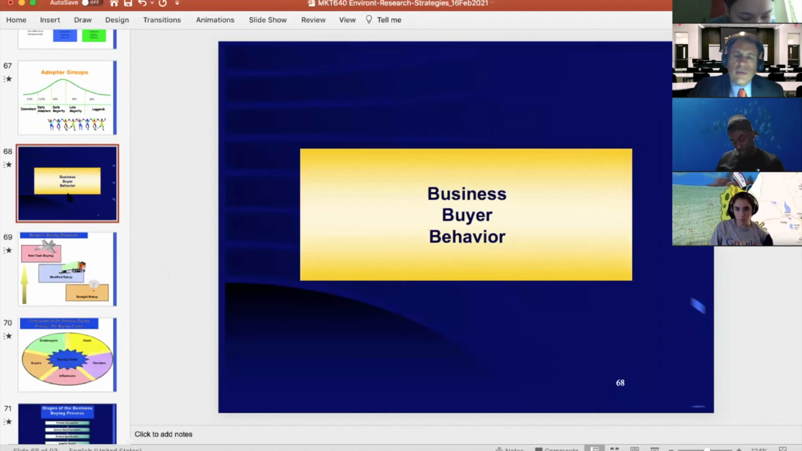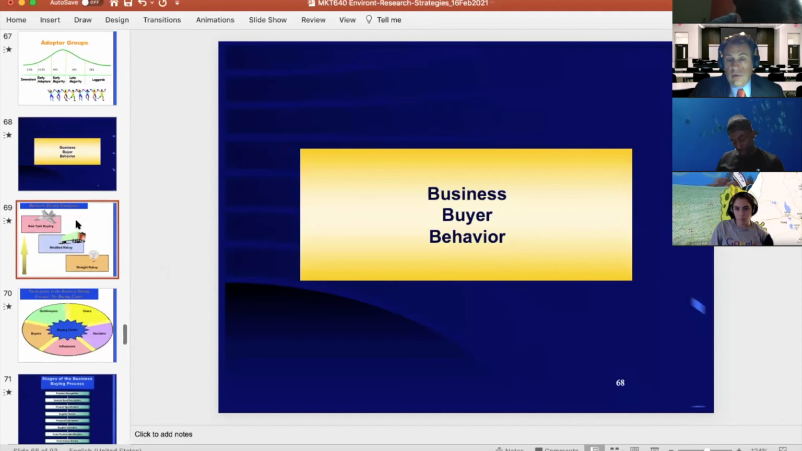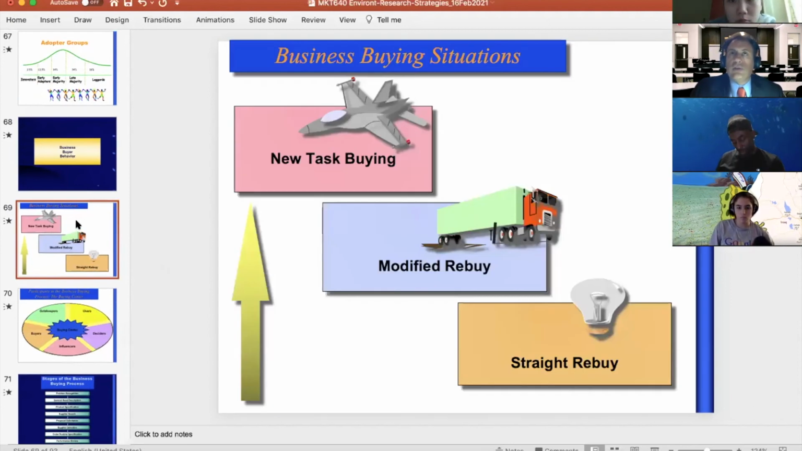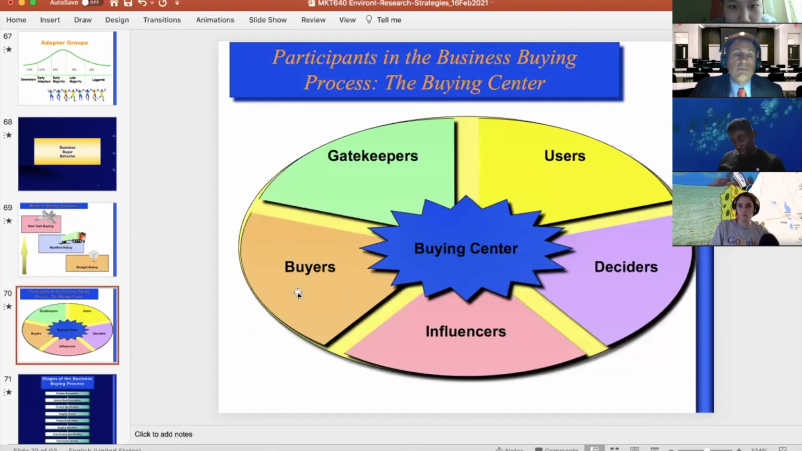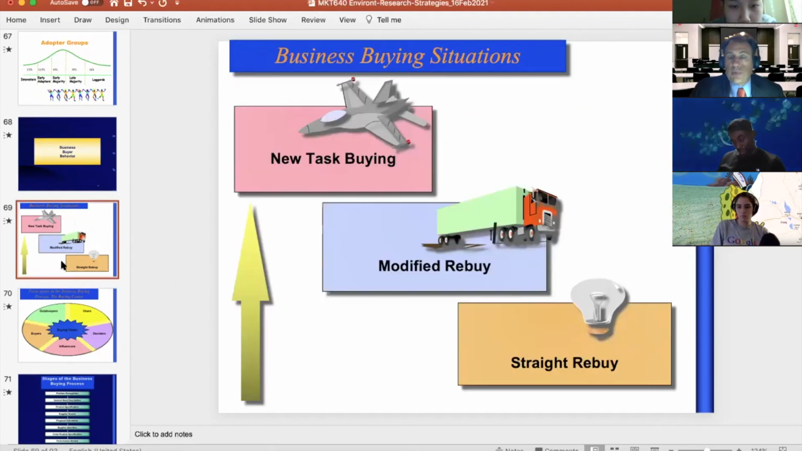So now we just talked about consumer behavior. Now we're going to talk about business buyer behavior. So instead of B2C, we're talking about B2B. What is the difference between the two? B2B is even much larger in the world. There are 3 types of purchasing: the total new purchase, just a modification, or the straight rebuy.